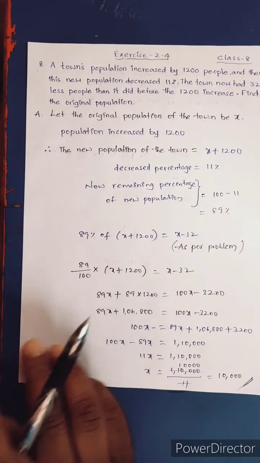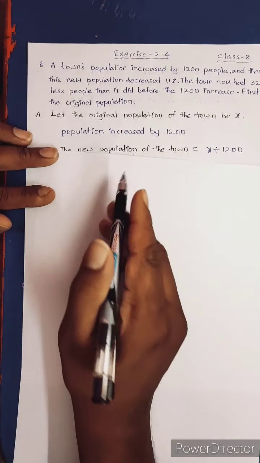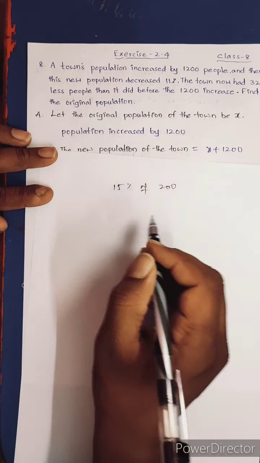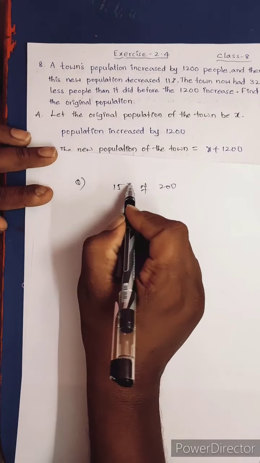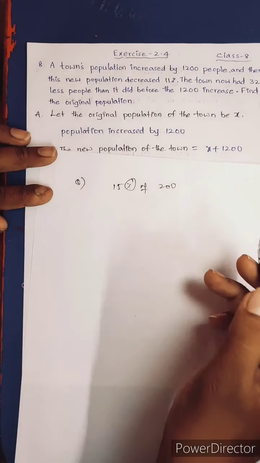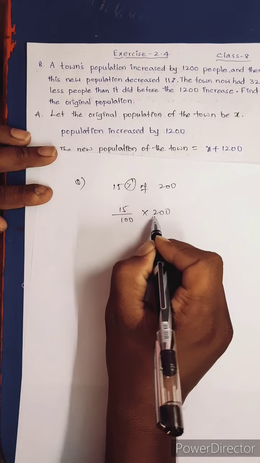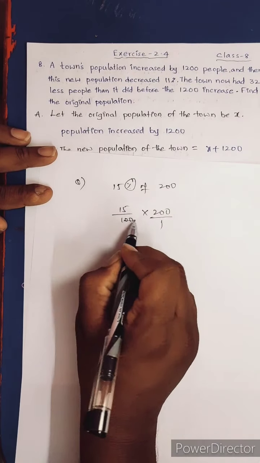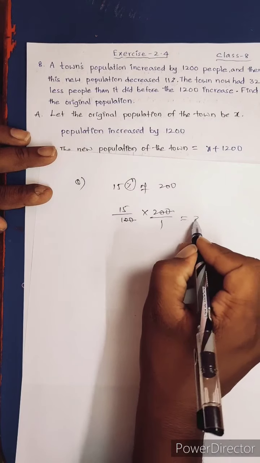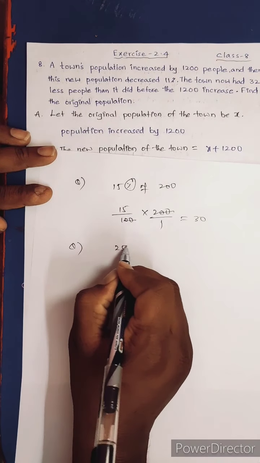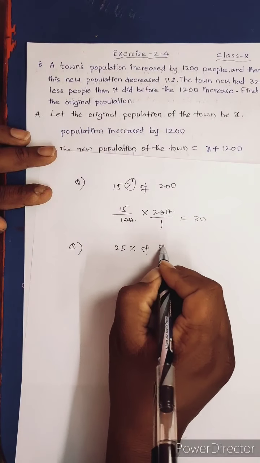Now, for any number, for example, what is 15% of 200? To remove the percentage, you divide by 100. 15 by 100 into 200. Denominator 1, 2 zeros get cancelled. 15 2s are 30. Another question: what is 25% of 500?